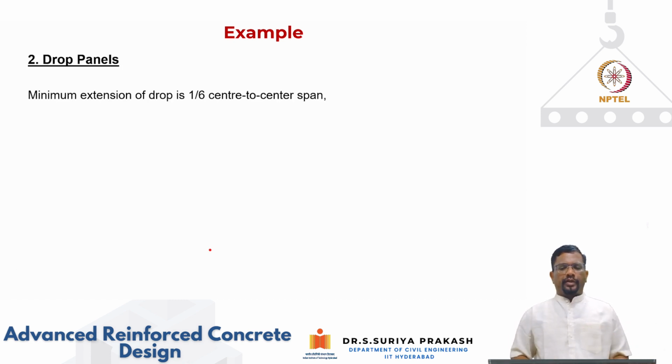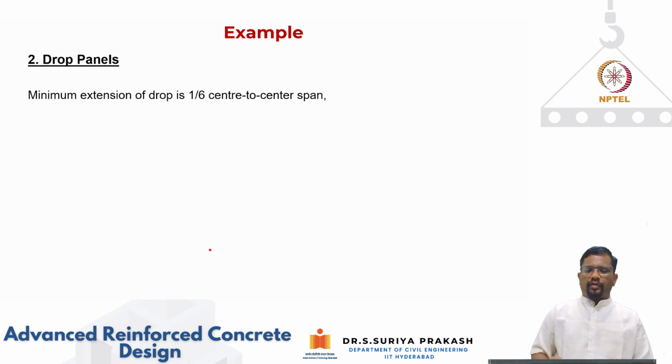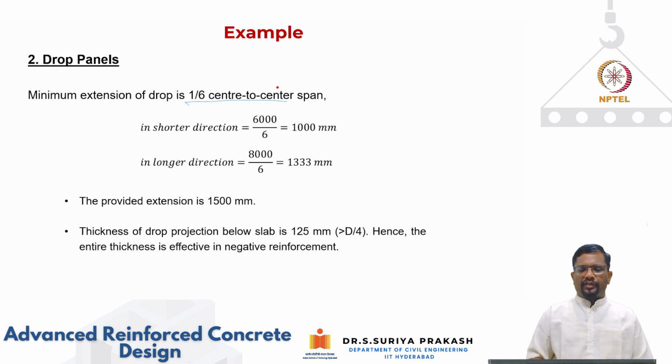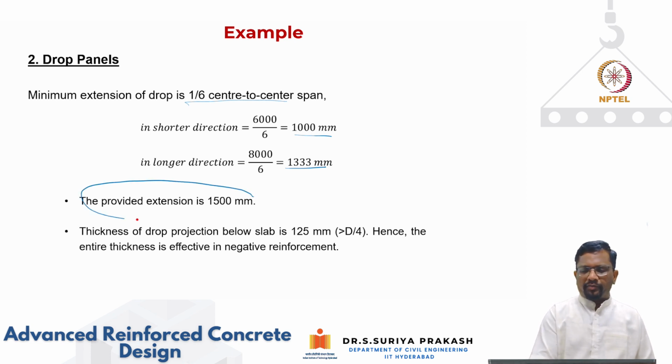Now let us say drop panel. For the drop panel, we need to have a minimum extension of 1/6 center to center. So in the shorter direction, that means 6000 by 6, it should extend by 1000 millimeter on either side. And in the longer direction, it should extend by 1333 millimeter. But we have provided 1500 mm, which is good.